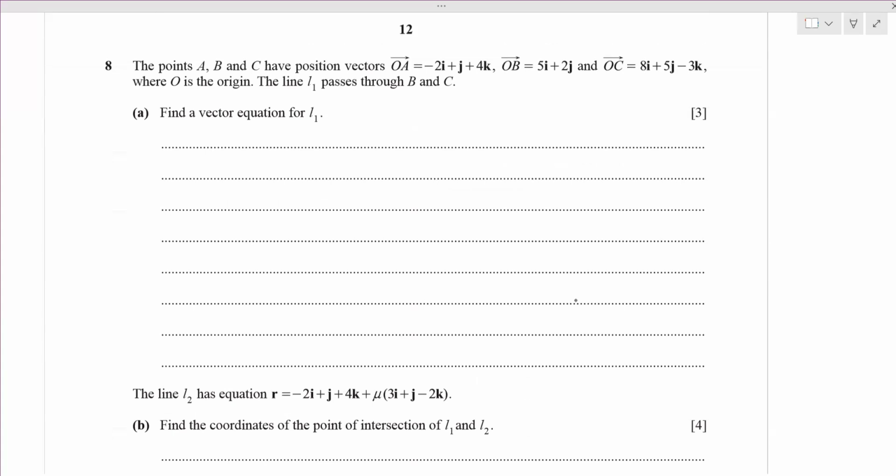Now, question number 8 about the vectors. Points A, B, C have position vectors as given. Find the vector equation of a line L1. The line L1 passes through B and C. So first calculate the direction vector of BC, which is equal to OC minus OB.